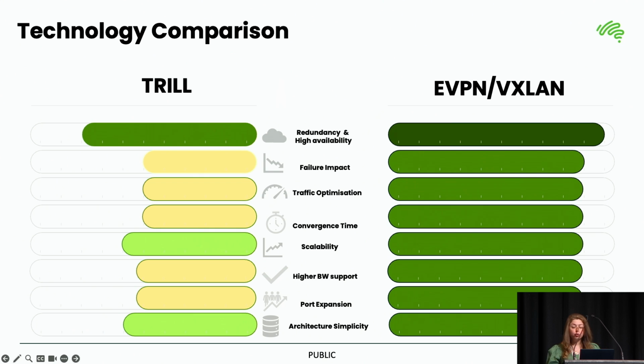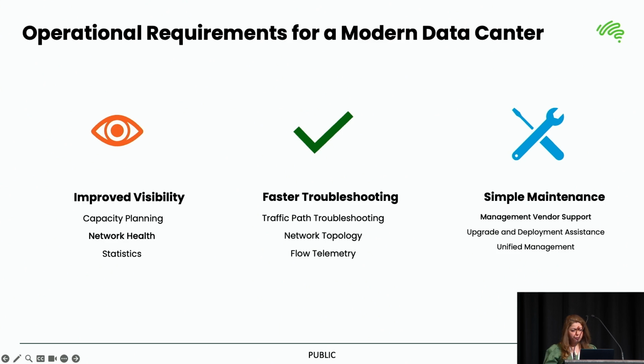EVPN-VXLAN is simpler to integrate and scale, leveraging the existing IP routing and encapsulation technologies, whereas Trill involves a more complex mechanism. In conclusion, EVPN-VXLAN is preferred for its scalability, simplicity, and effectiveness in meeting our data center requirements.